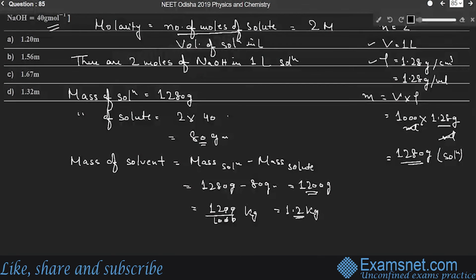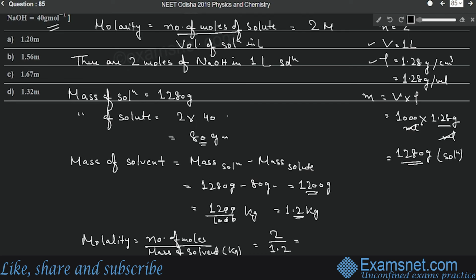So now we can find out the molality. Molality is equal to number of moles of solute divided by mass of solvent in kg. So number of moles is 2. Mass of solvent in kg is 1.2 kg. So on dividing this, we'll get 1.67. Okay, and this is the answer. That means option C will be the correct answer.